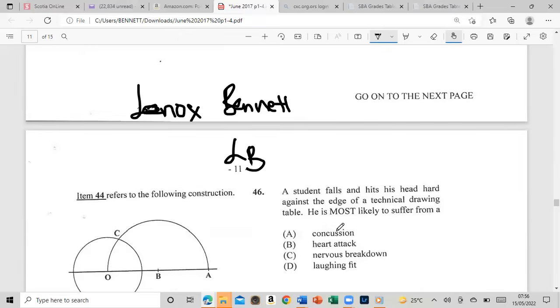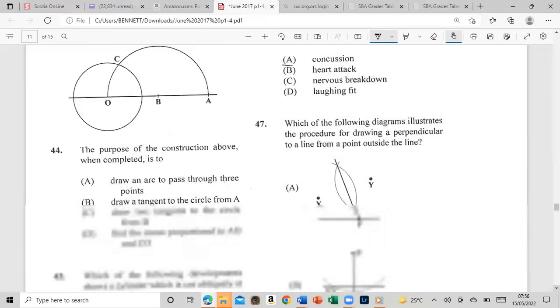All right, so a student falls and hits his head hard against the edge of a technical drawing table. He is most likely to suffer from A, a concussion, B, heart attack, C, nervous breakdown, or D, laughing fit. Which is it, guys? That would be a concussion. All right, let's move on to 47.